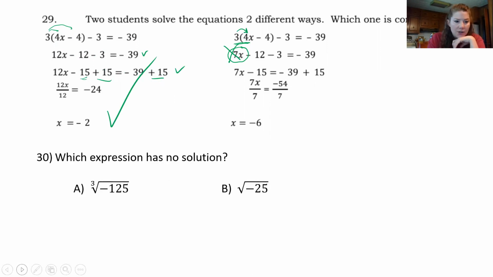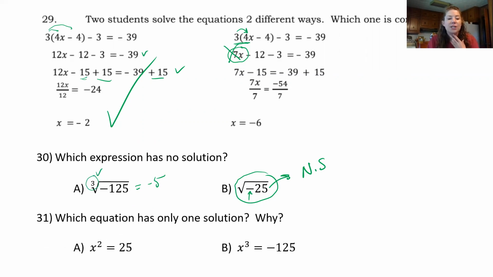All right, number 30. Which expression has no solution? Well, this has a real solution of negative 5. Oh, by the way, this is not on your study guide. The one on your study guide wasn't a great question. It didn't have any integers written, but these are good questions for your test, all right? So I added 2 questions. Which one has no solution? This one has no solution. You cannot have a negative under a square root. You can with the cubed root, that's okay, but not a squared root.